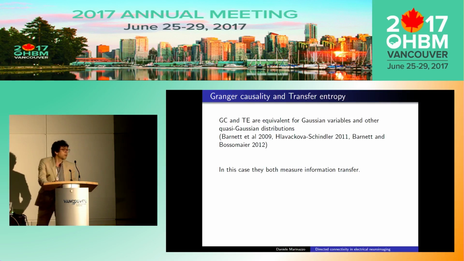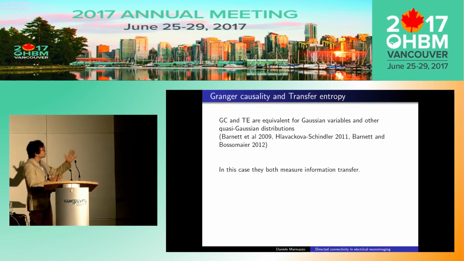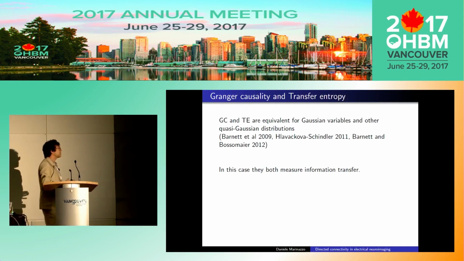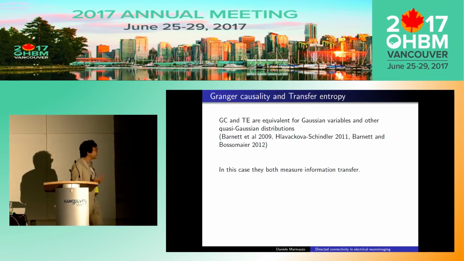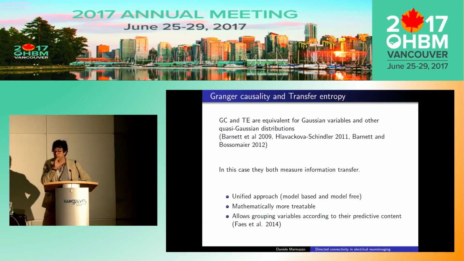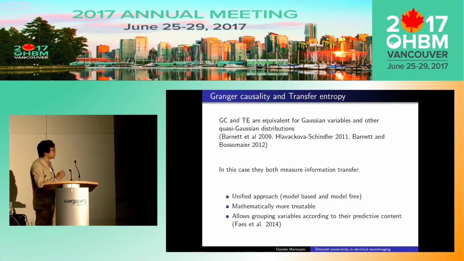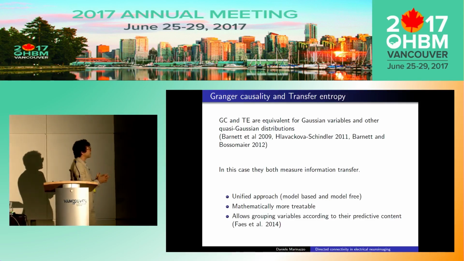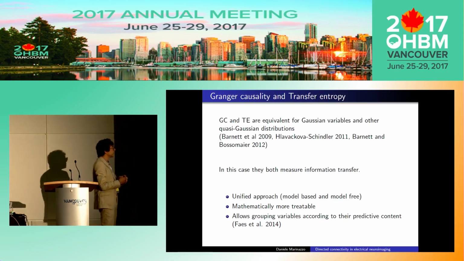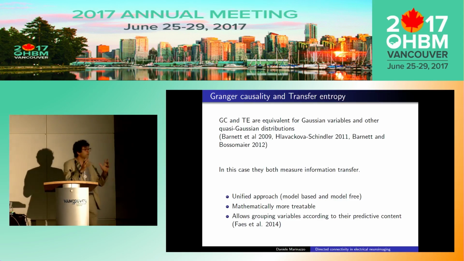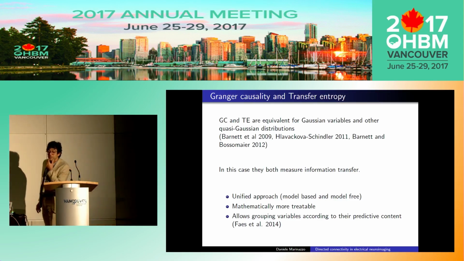So in real life, it's difficult to have Gaussianity. But on the other hand, we have a convenient approximate approach to start working and to mix the two things. So we have a unified approach between a model-based and a model-free formulation. It is mathematically more treatable, and then allows grouping variables according to their predictive content.